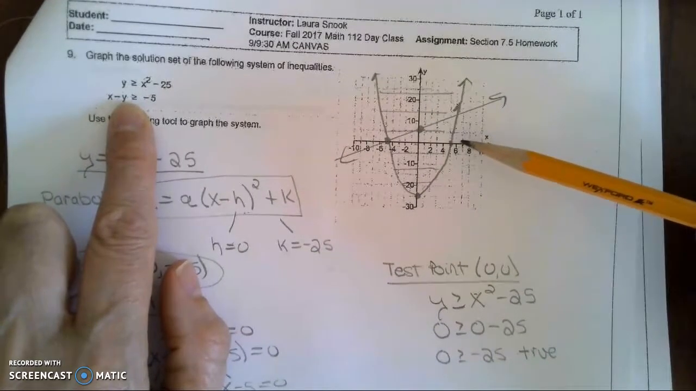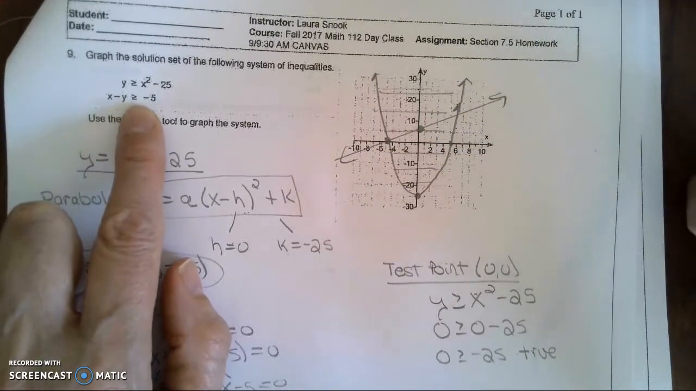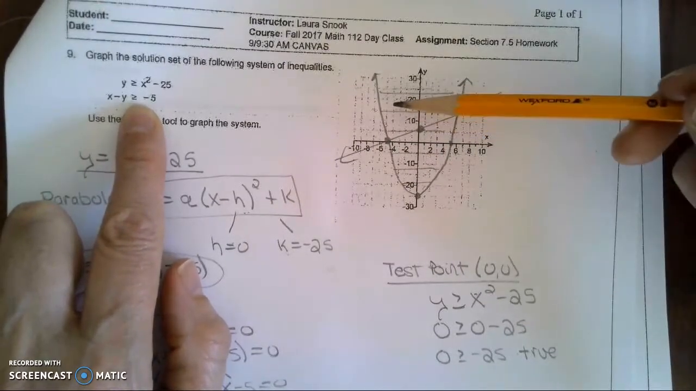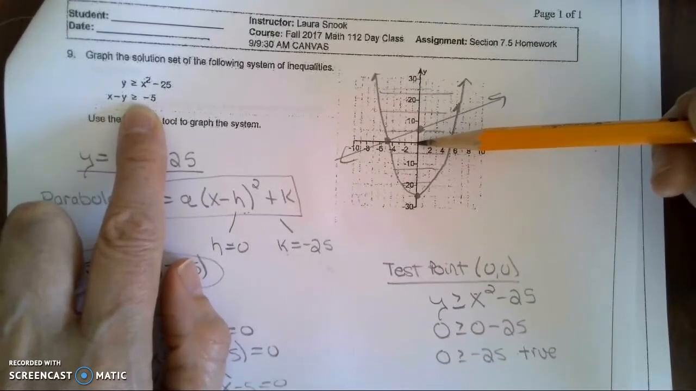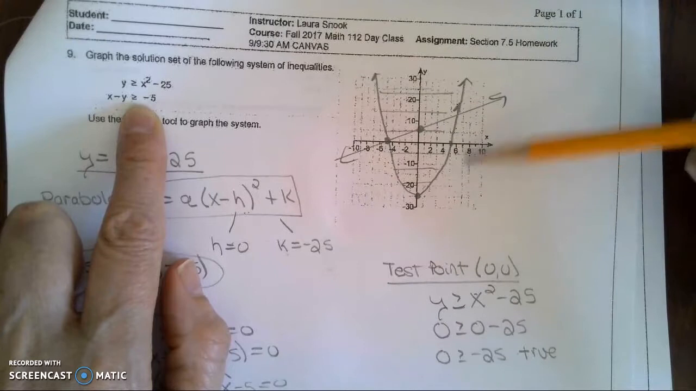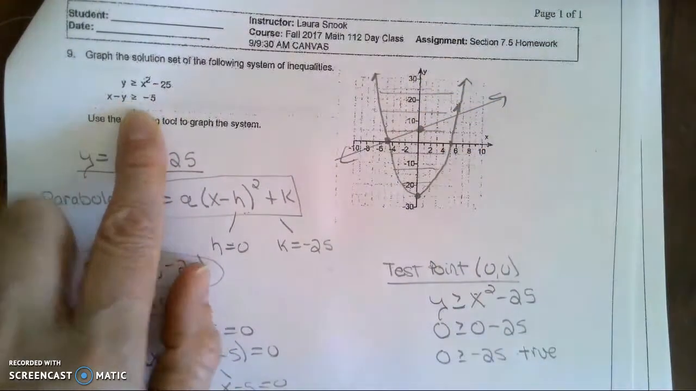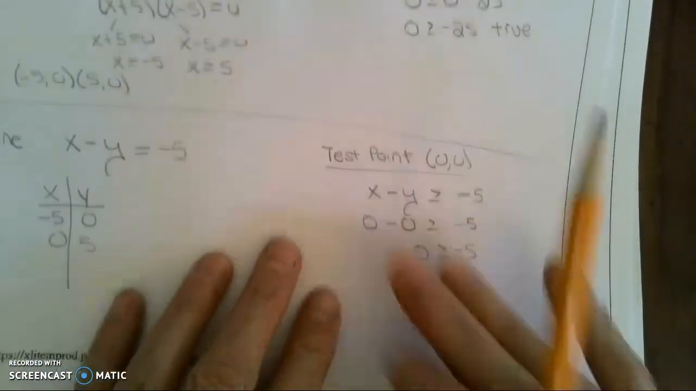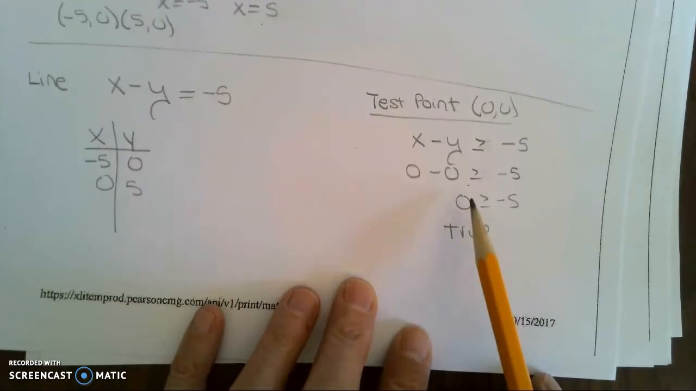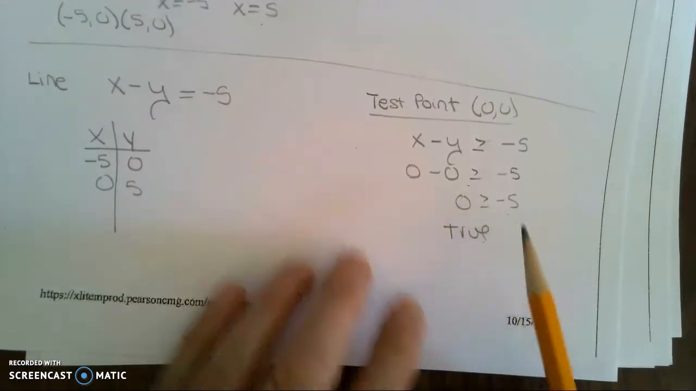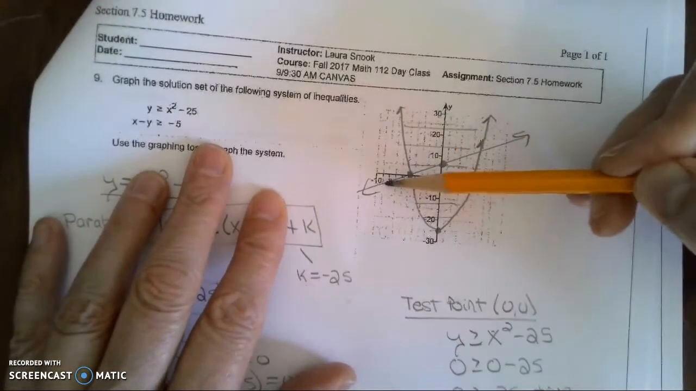Now I want to figure out which half of the plane, this half or this half, satisfies the greater than or equal to. So again, I pick a test point on either side. I pick 0, 0 because that's the easiest. If that's true, I'm going to shade this part. If it's false, I'll shade the other part. So I plug the test point 0, 0 into the inequality, and it is true: 0 is bigger than negative 5. So this is where 0, 0 is, which means I want to shade in this part.